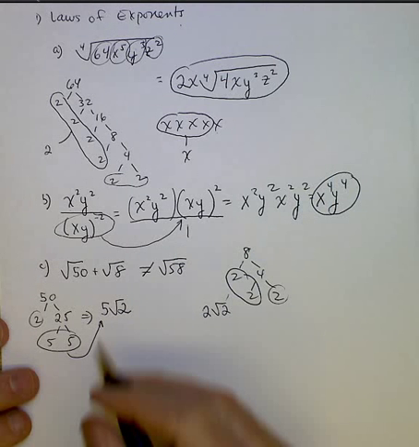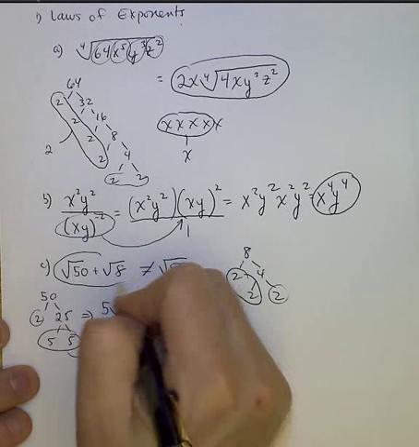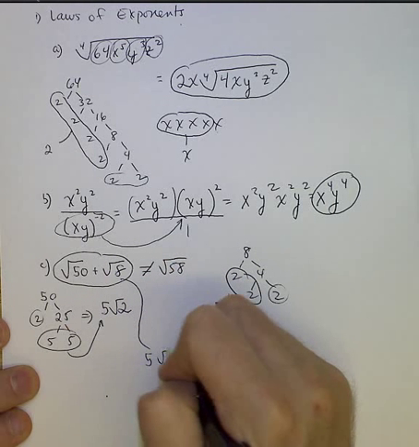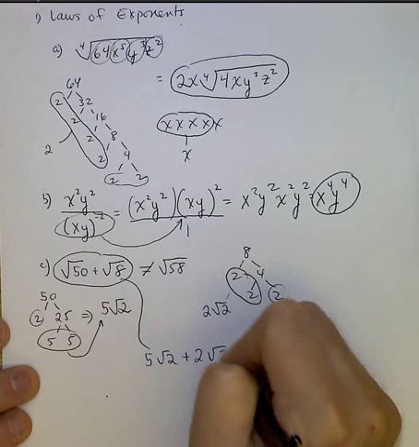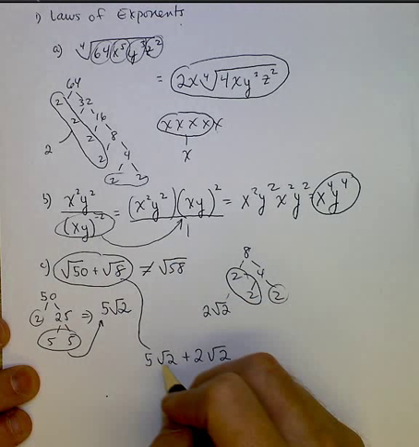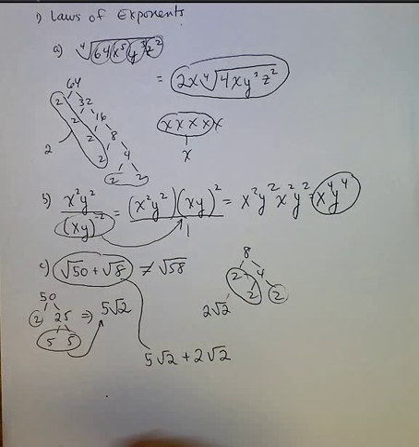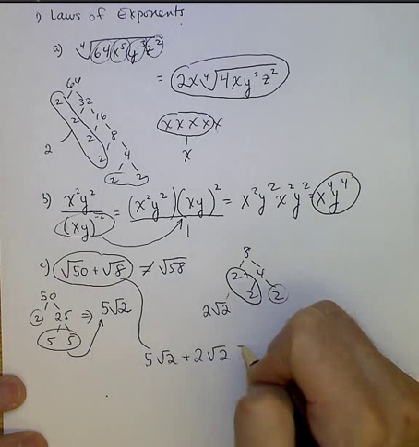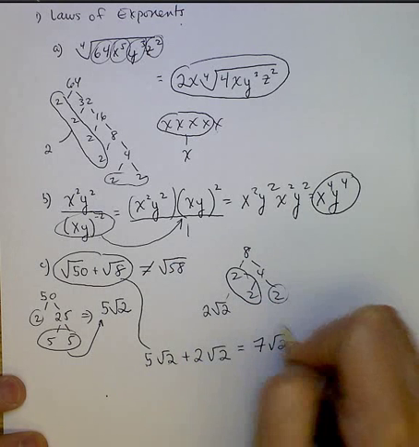So I can rewrite this problem as 5 root 2 plus 2 root 2. Well, now I have root 2 and root 2. They're the same. I have 5 of these and 2 of these. That makes 7 of these, and so that would be your answer. Okay?